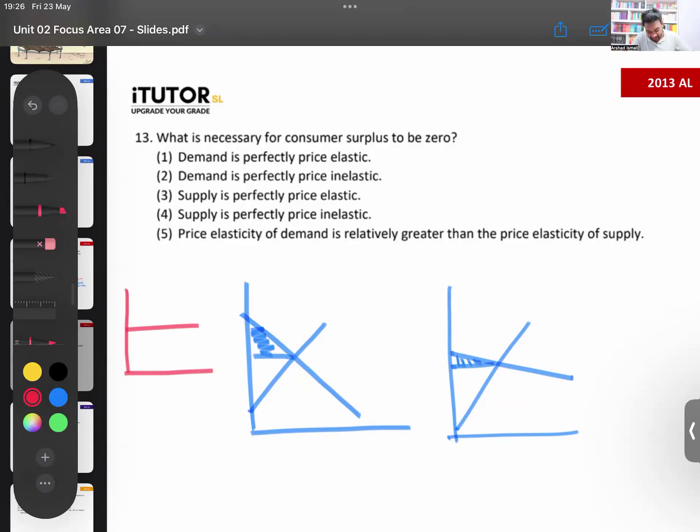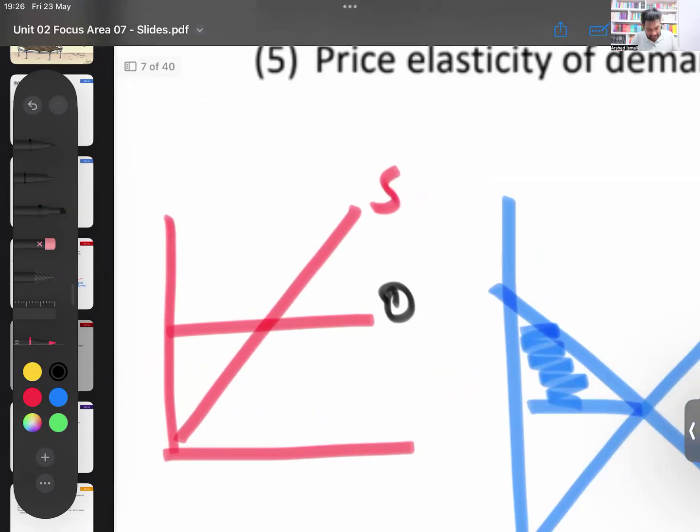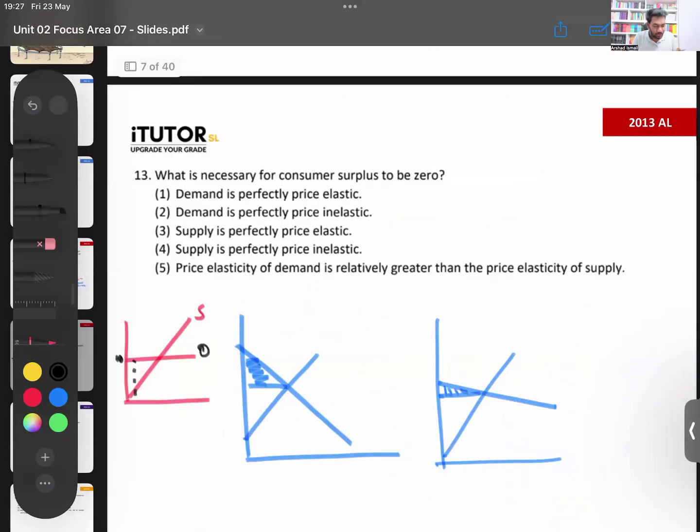If your demand curve is perfectly elastic, there is no consumer surplus. Because consumer surplus is the difference between what the consumer is willing to pay and what he actually pays. So if the demand is perfectly elastic, like here, he is willing to pay, let's say, 10 rupees, and he is actually paying 10 rupees. So there is no surplus that he actually gets. So when is consumer surplus 0? Consumer surplus is 0 when demand is perfectly elastic.